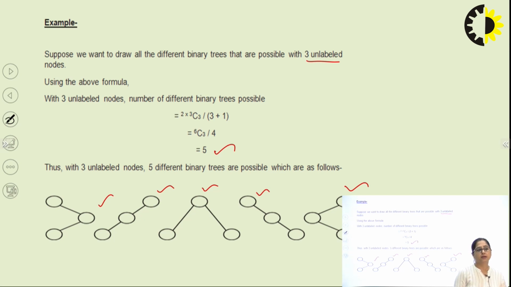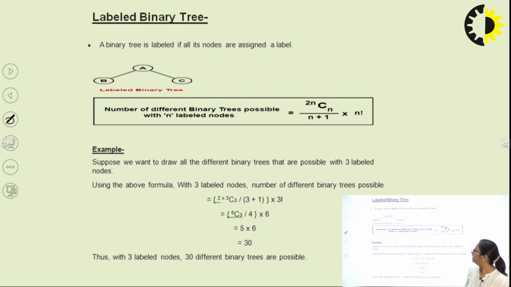So next is the labeled binary tree. If there is labeling, that is, A, B, C labels are there. That means the parent will be here, certain A.